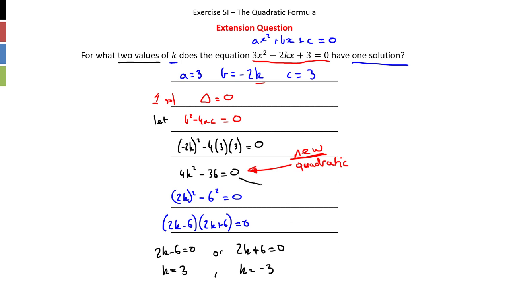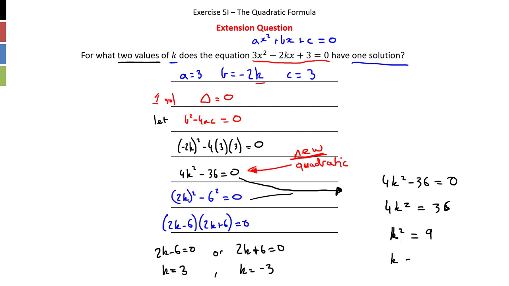The other way we could do it though, and we did it in exercise 5H, is that this is also sort of turning point form. Here looks very much like that. We can just solve it algebraically. So we have 4k squared minus 36 equals 0. We can say that's 4k squared equals 36. Okay. k squared equals 36 divided by 4, which is 9. So k is equal to plus or minus the square root of 9. k is equal to plus or minus 3. Look at that. It's exactly the same.